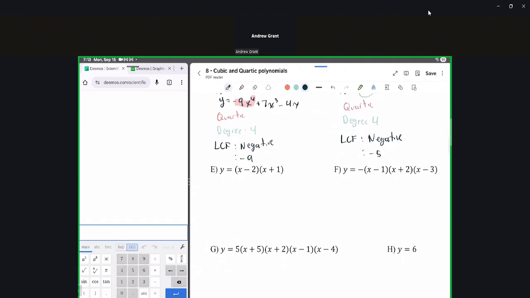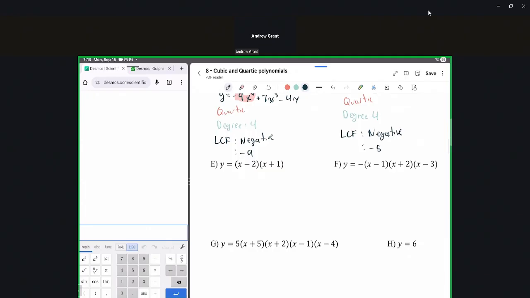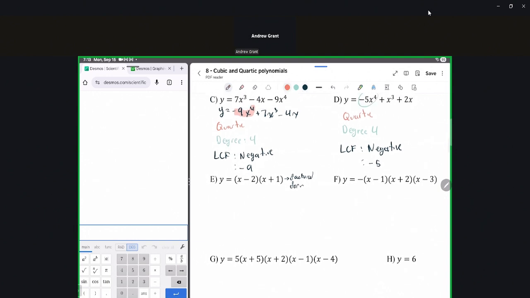Okay. What about letter E? We have y is equal to x minus 2 multiplied by x plus 1. It's worth noting that this is in factored form. So we know from the lesson last time that this is quadratic, which means by definition, it is degree 2. And for the leading coefficient, we can see that it's positive. Specifically, if you're curious about it, it's going to be a 1.